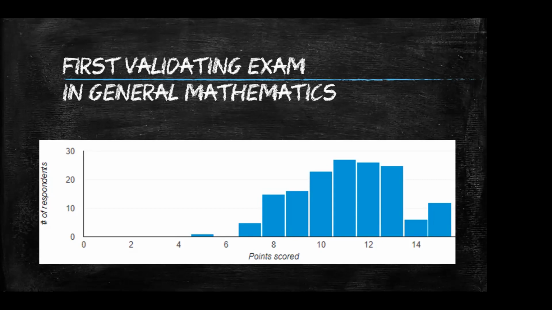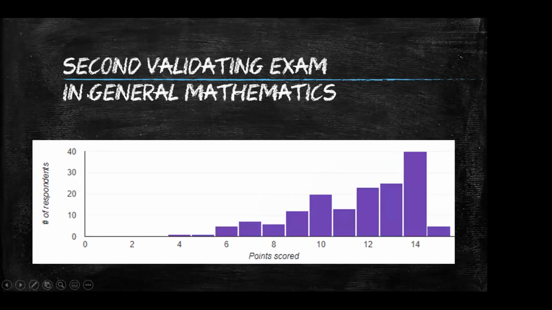Next naman po is our second validating exam in general mathematics. So what can you say about our bar graph? Anyone from the class? Yes po. Majority po ng students nakakuha ng 14 score. Okay, tama yun siya. So most of the students got a score of 14.